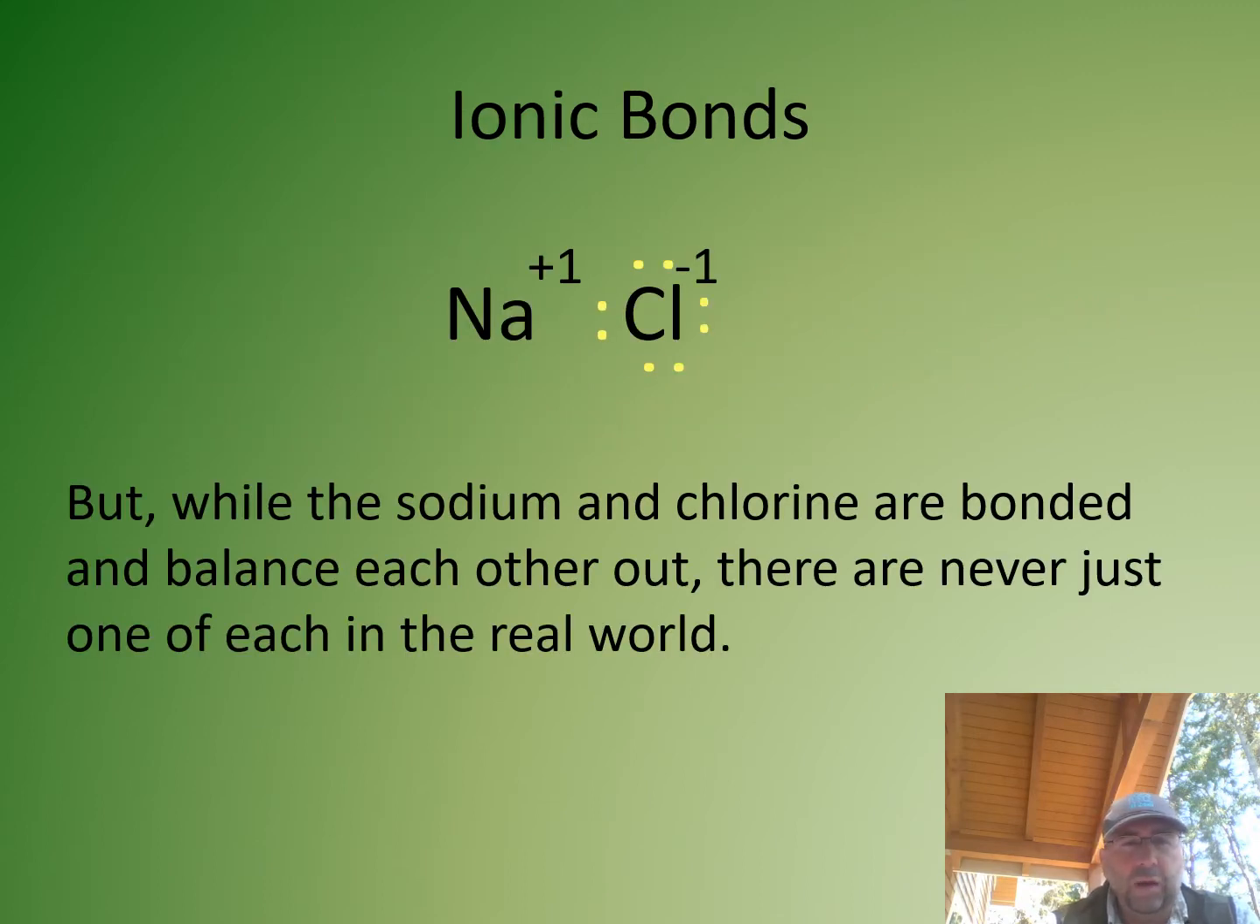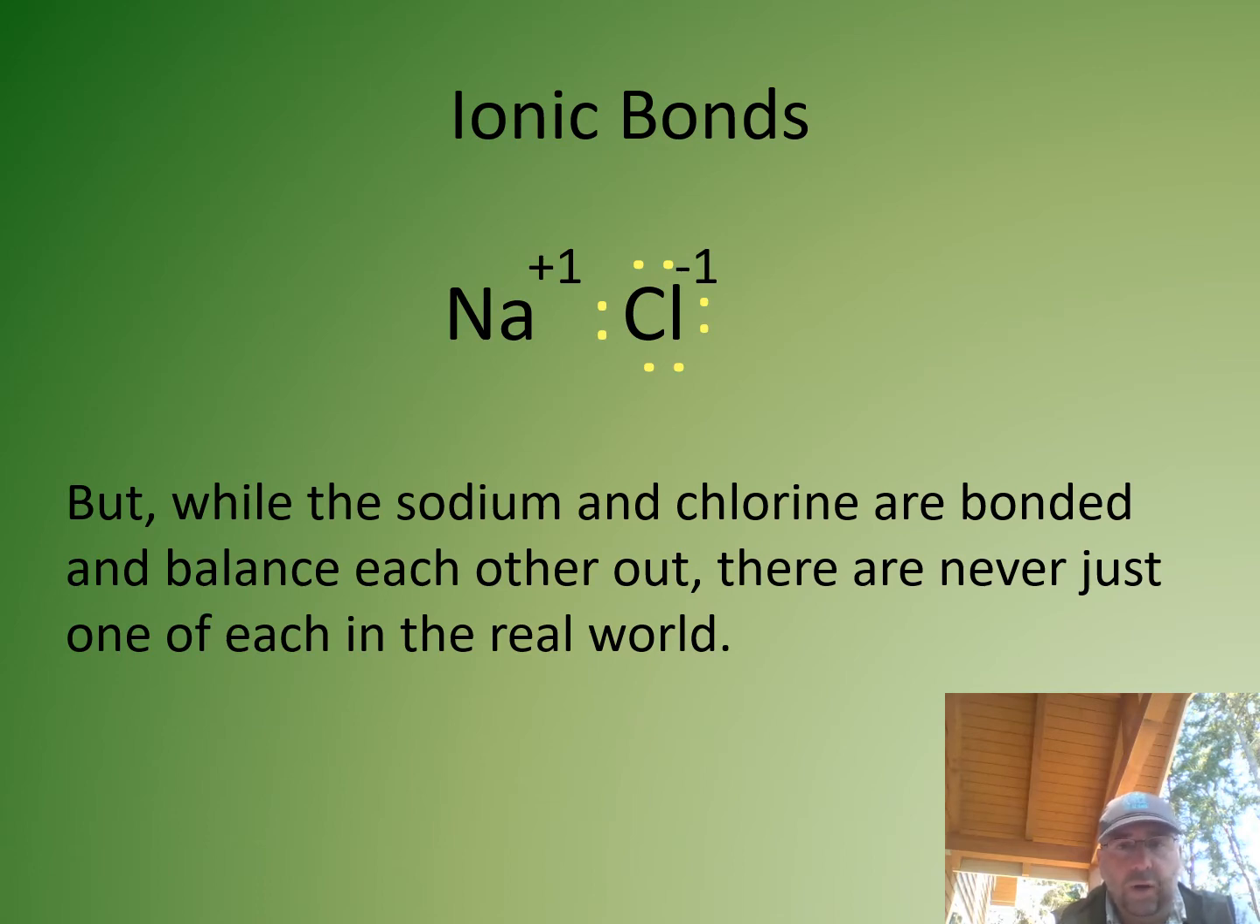So when sodium and chlorine are bonded together to form sodium chloride, the one thing to realize is that there's never just one of each atom. In the real world, there are millions and millions of them all floating around. And so for every sodium and chlorine that's attached, there's other sodiums and chlorines, other cations and anions that are drifting around looking for places to bond to as well. And those charges remain, those positive and negative charges.